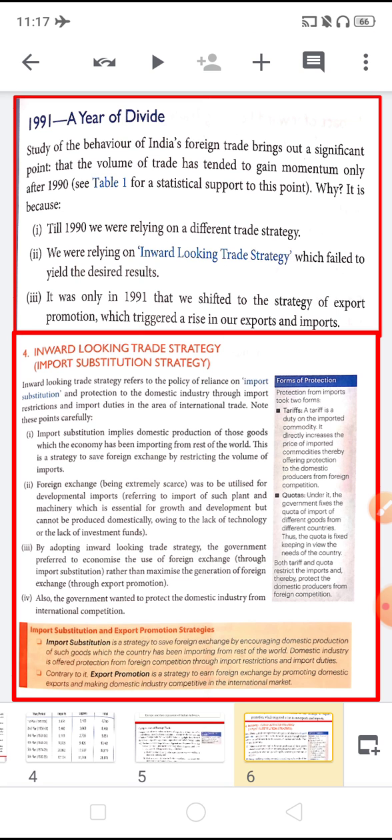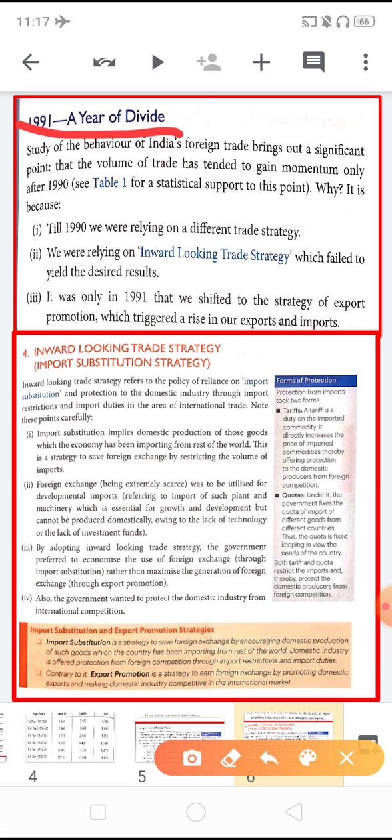Now we are going to learn the next topic, 1991, which is known as a great year of divide. Children, the study of the behavior of India's foreign trade brings out a significant point, that the volume of trade has tended to gain momentum after 1991. So this can be understood with the following points. The first one says that till 1991, children, we were relying on a different trade strategy. We had adopted a different trade strategy just to increase our foreign trade.